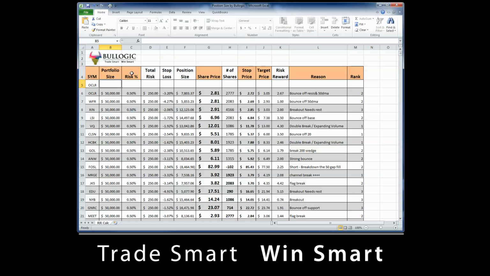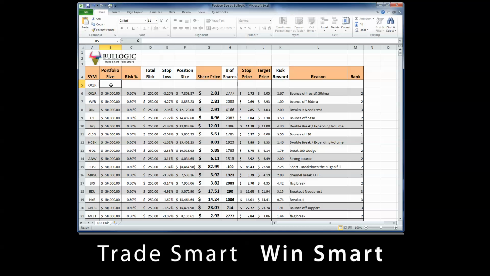So basically what we're going to do is we're going to fill out all these Bullogic orange columns, and the white columns will fill themselves in, and these are the ones that tell us if it's a good play and what size and all that kind of stuff. So let's say that you put your portfolio size in this box right here. So I work with a $50,000 portfolio, as you can tell. I use Thinkorswim mostly. For my trading, it's leveraged 2-to-1, so I actually trade with $100,000. But $50,000 of it is my money, and that's what I don't want to lose.